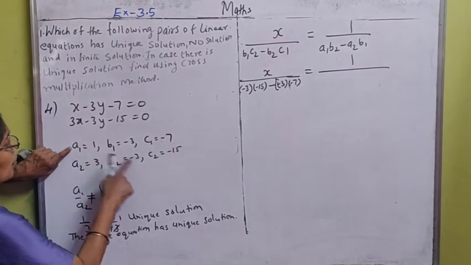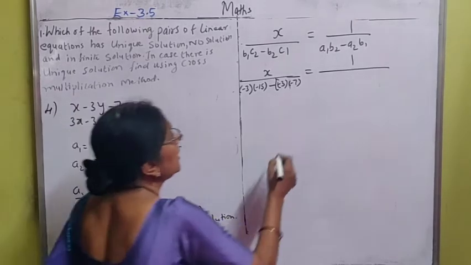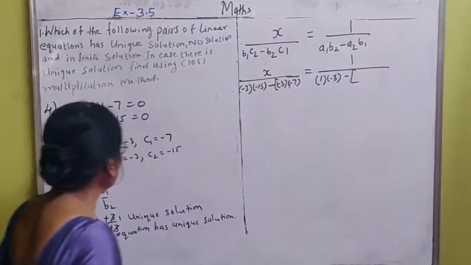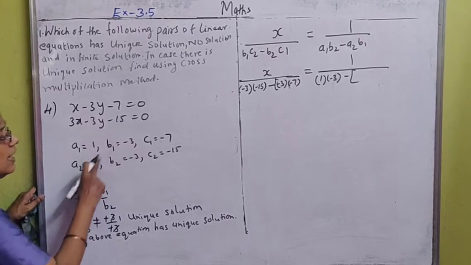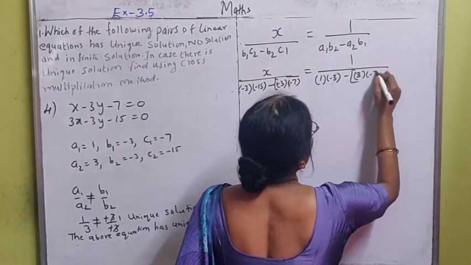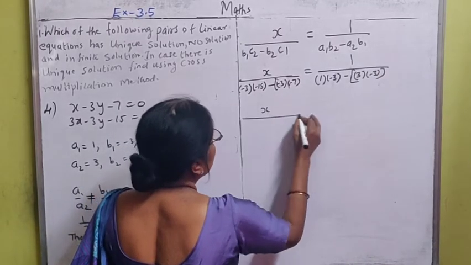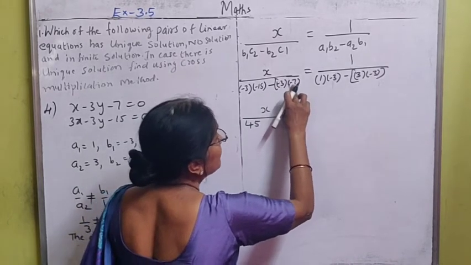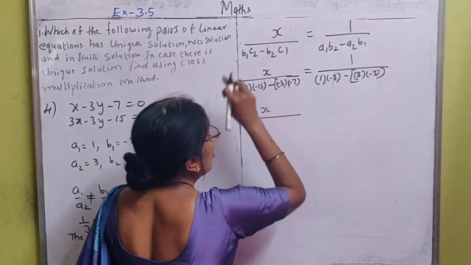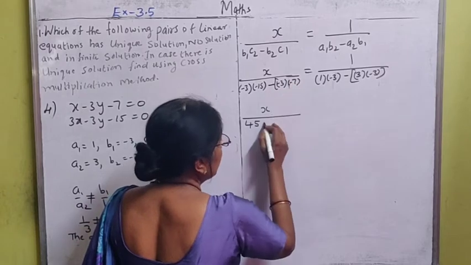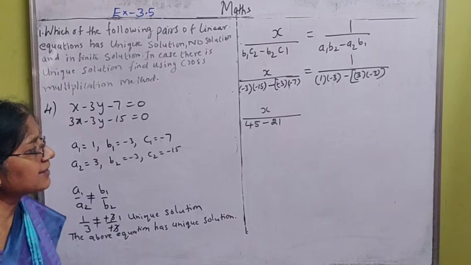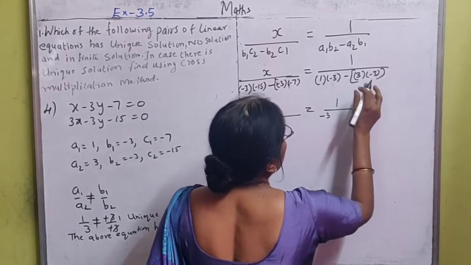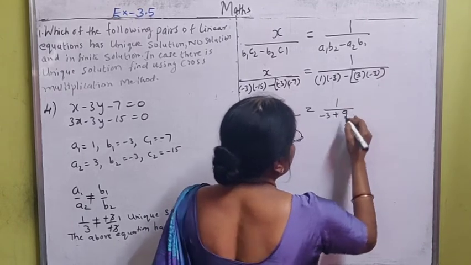b2: 1 into minus 3, and put a minus sign and put it in the bracket. Let us see. a2 b1: 3 into minus 3. Bracket over. Let us see what happens now. x divided by minus into minus is plus. 15 3s are 45. Then here minus into minus is plus, 3 7s are 21, but here a minus sign is there, so minus into minus is plus, plus into minus is minus, 3 7s are 21. So x divided by 45 minus 21 is equal to 1 divided by 1 into minus 3, then minus into minus is plus, 3 3s are 9. Now what shall we do?